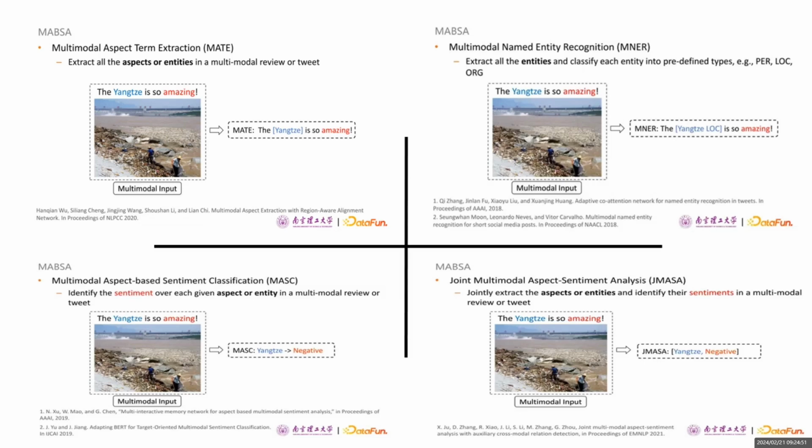Multimodal aspect sentiment analysis can include four parts. The first is extracting attribute words mentioned in the text, and the second is classifying attribute words using the image. The third is performing sentiment classification for the extracted attribute words, and the last is translating attribute words into corresponding sentiment words.